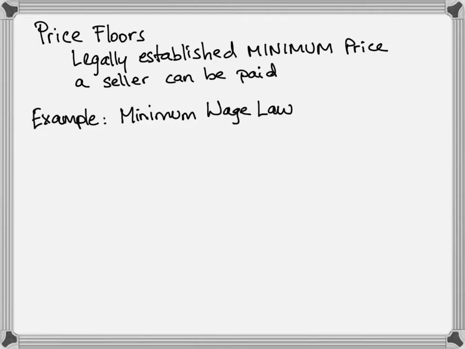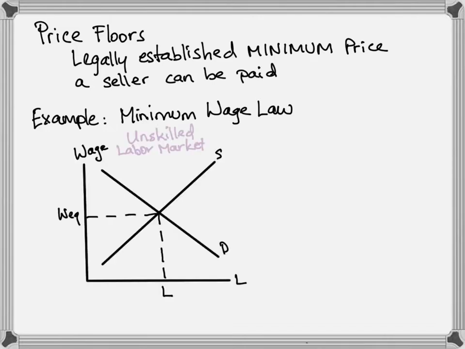One example for price floors is the minimum wage law. On this graph, we see the labor market for unskilled workers. As you see, in any market, we have the price determined in the market through the interactions of buyers and sellers. The labor market is not different. On the vertical axis, we see the price of labor, that is wage, and on the horizontal axis, we have the quantity of labor supplied and demanded. We show this by using the letter L.